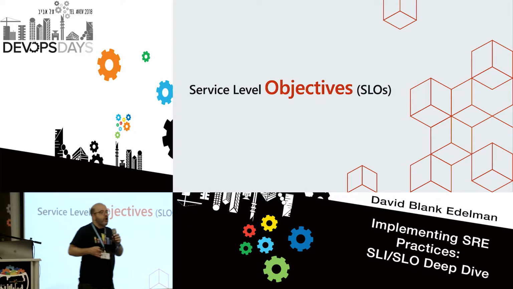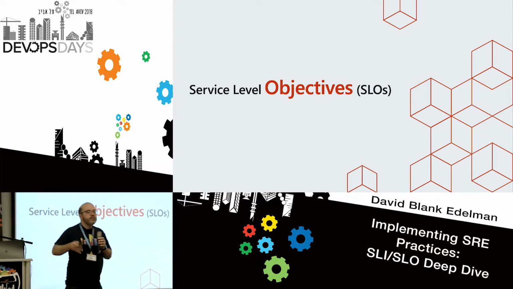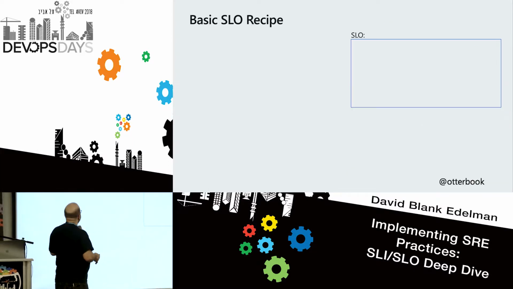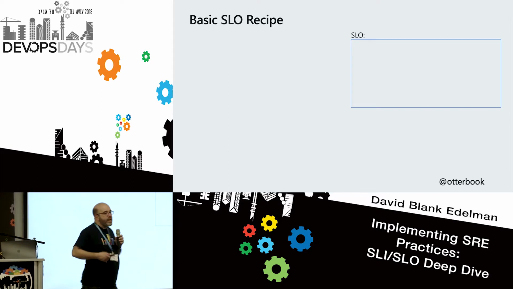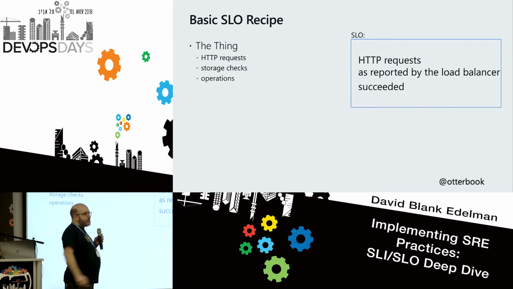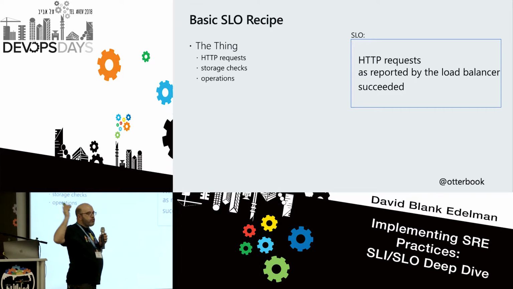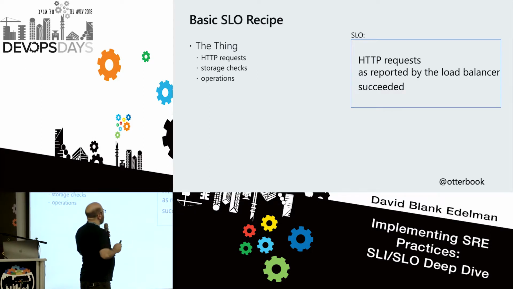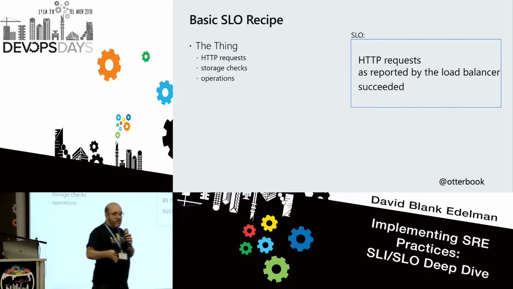Service level objectives are objectives. What do I want to make sure is true? What is my objective? So let's say I'm making an SLO. Let's pretend I'm making an SLO cake. Let's give you the recipe. The first step is, what is it that I'm measuring? It could be HTTP requests, it could be storage checks, it could be operations. In this particular case, I'm going to measure HTTP requests, as reported by the load balancer, that have succeeded. Got that? Okay.